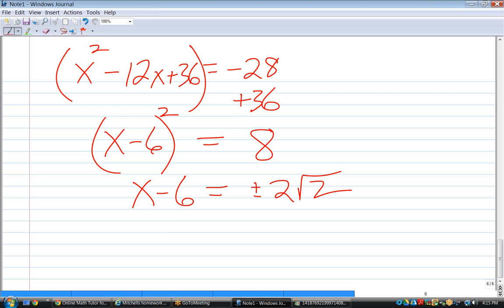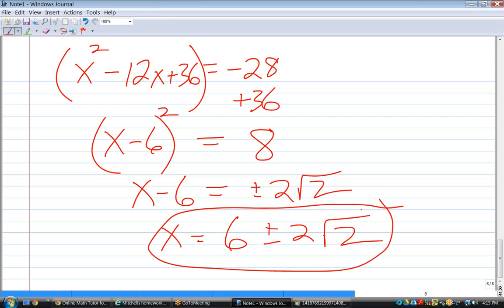Last step. x equals 6 plus or minus 2 root 2. Yeah. And we write it like this, rather than adding the 6 to the end like that. It's a good idea to leave it in the format that you're used to seeing these answers for quadratics. In other words, had we used the quadratic formula here, this is exactly what we would have got. All right.